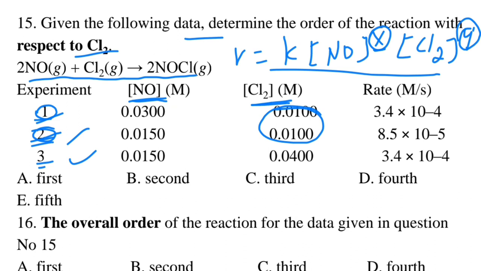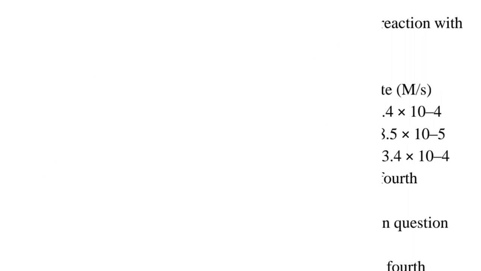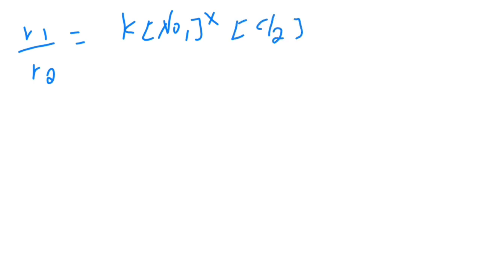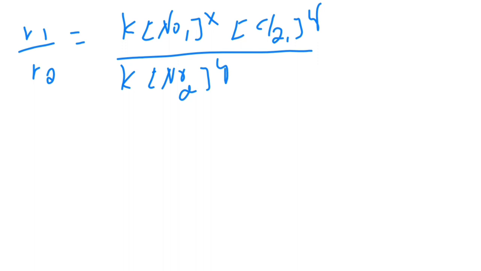For example, given a rate law, rate 1 over rate 2, to determine x, rate 1 in the rate law is expressed as k times NO 1 to the order x, times Cl2 1 to the y, over rate 2, k times NO 2 to the y and x, times Cl2 2 to the y.